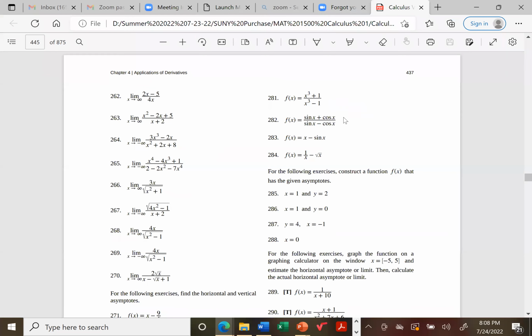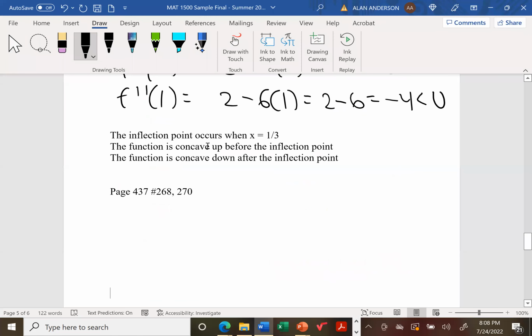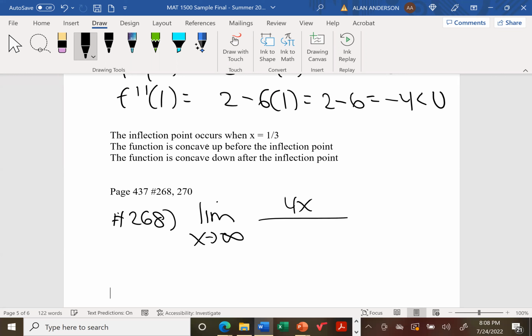So this is number 268. And what we're trying to do is solve for the limit. Now, we've encountered different kinds of limits, so let's see what this is all about. The limit as x goes to infinity of 4x over radical x squared minus 1.